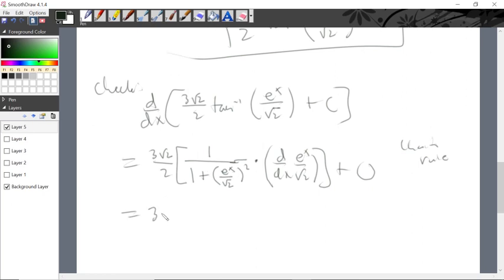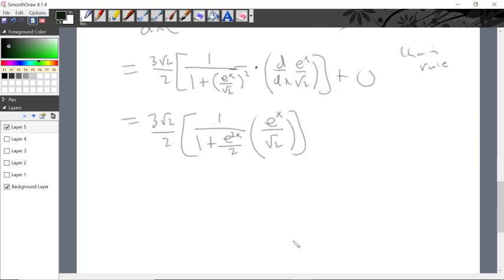Alright, so we have 3 root 2 over 2. We have 1 over 1 plus this is going to be e to the 2x over 2. I'm squaring this argument right here. And the derivative of e to the x over root 2, well, that's also going to be e to the x over root 2. Now let's clean this up.